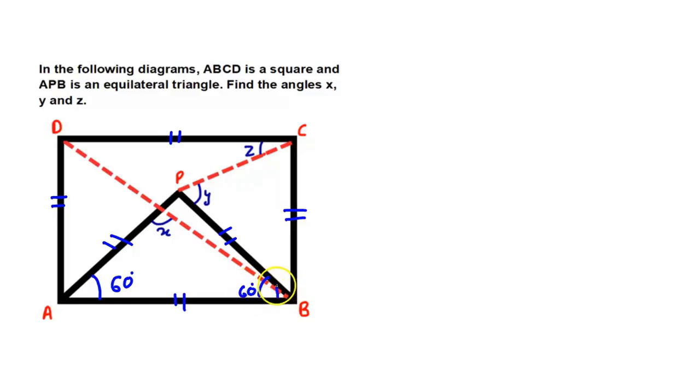And this whole thing is 90 degrees because it's a square. All the angles are 90 degrees. So this is going to be 60 and this is 90. So this would be 90 minus 60, that is 30 degrees. Now this also makes an isosceles triangle. Triangle PBC is an isosceles triangle, as these both sides are equal.